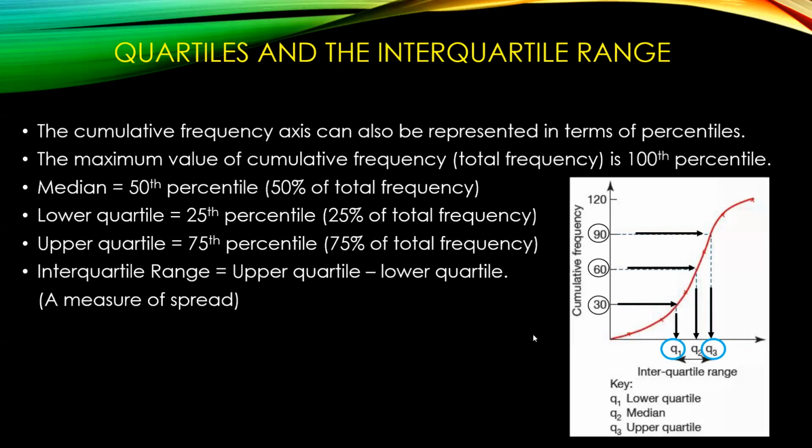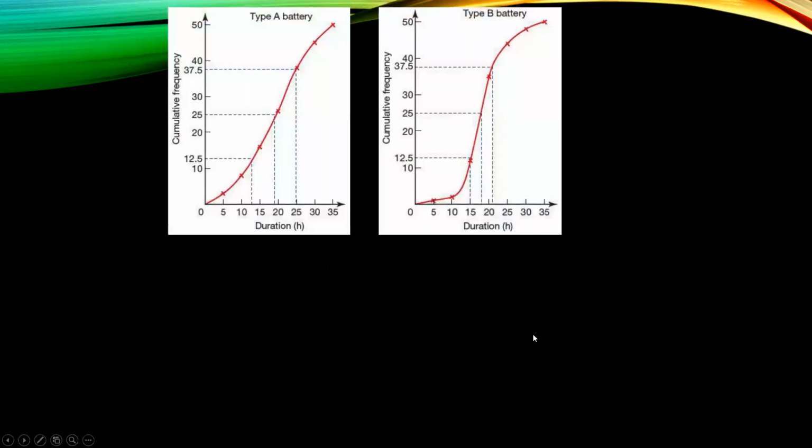Okay, so next one. Now let's say we have two graphs here, type A and type B. We need to do some comparison. So the median is at 50%, which in this case is 25. You can see our total is 50, so 25 is the median.